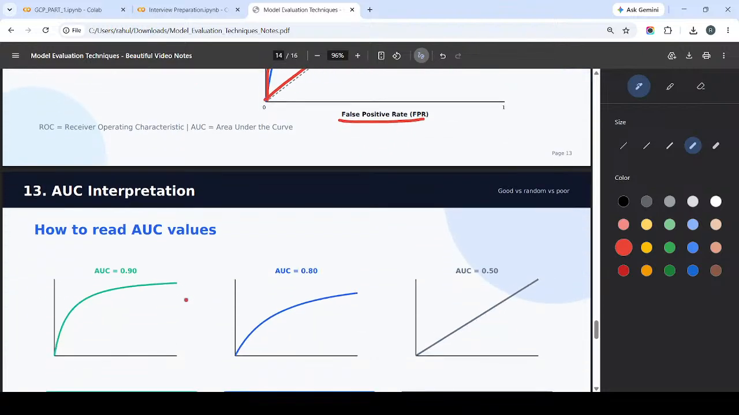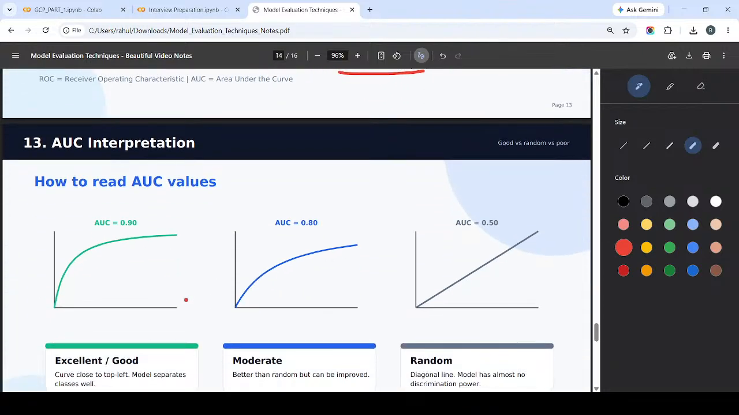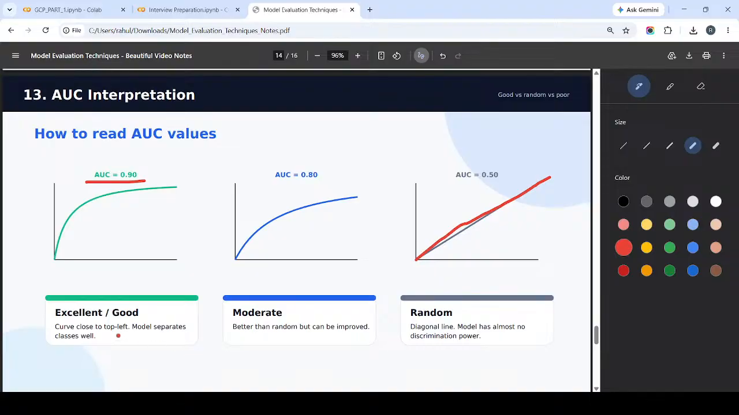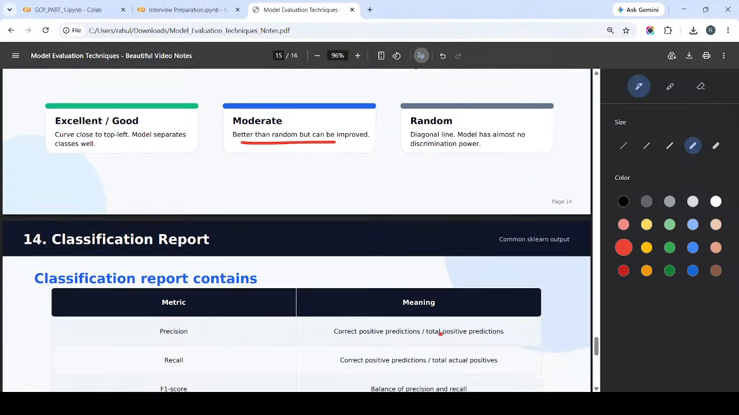That is the area under the curve. If we have an AUC of 0.90, it is more close. If we have an AUC of 0.80, it is more distant from this point. And if we have an AUC of 0.5, it is from the middle. A curve close to the top left means the model separates classes well. Then it is moderate, and then it is random.